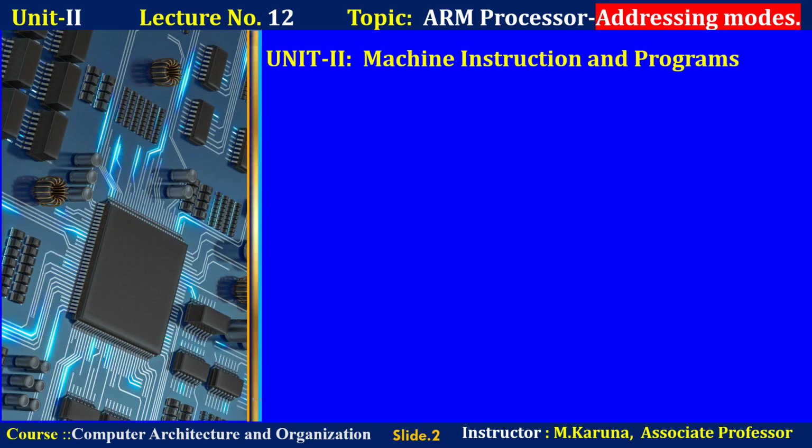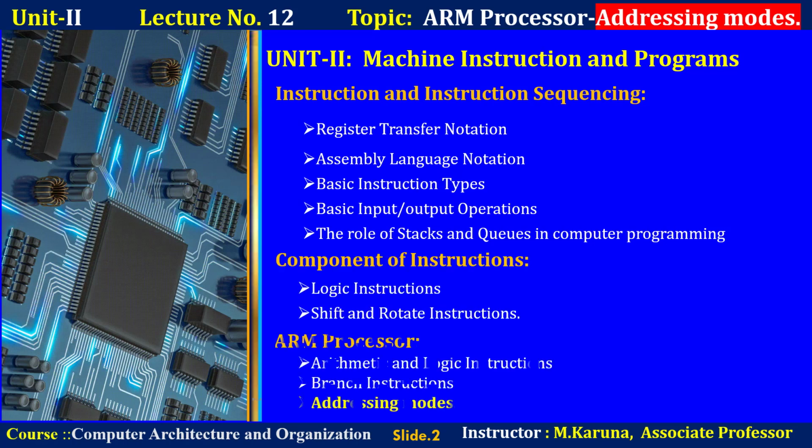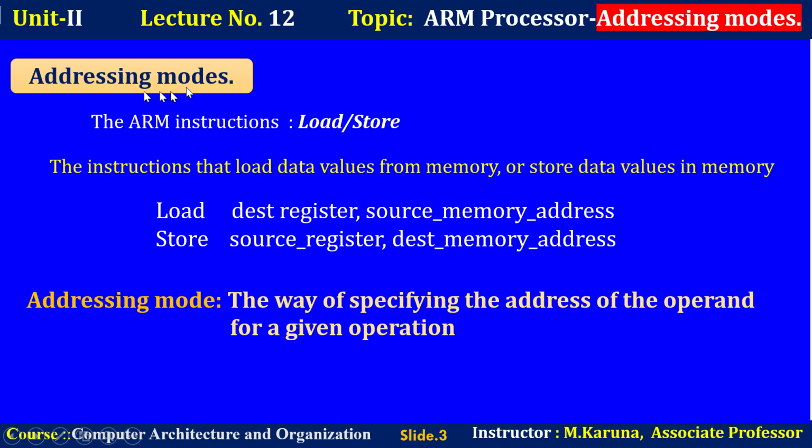Second unit contains the following topics: instruction and instruction sequencing, component of instructions, ARM processor. In this video, we are concentrating on addressing modes of ARM processor. So addressing modes are used to access the data from memory. We already discussed in previous videos about fetching of instruction code, fetching of data. In this case, with the help of addressing modes, the processor fetches the data.